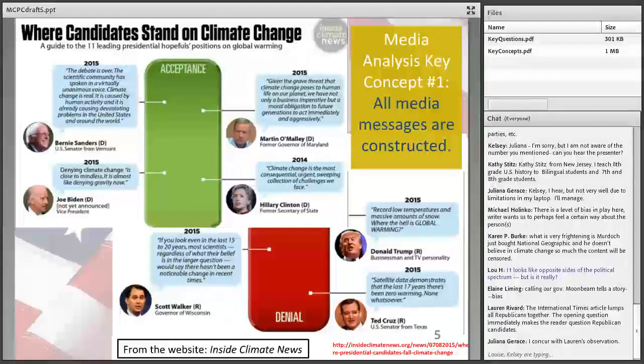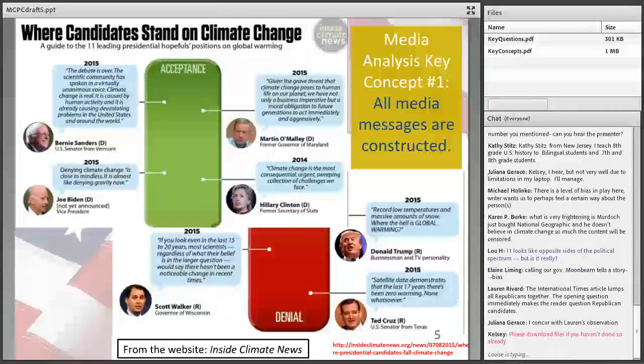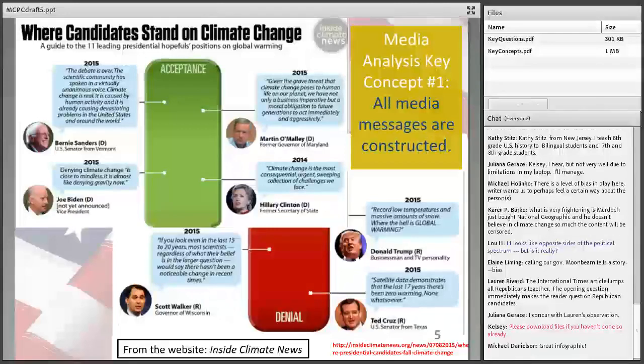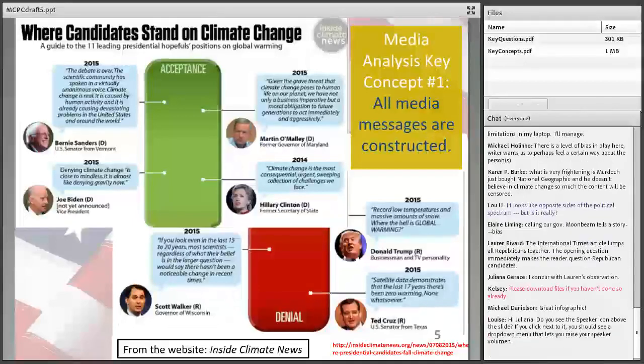So the first key concept is that all media messages are constructed. To use Karen's language, there are frames around which we view media, and frames also that are used to create media constructions. This particular document comes from the website Inside Climate News. They made international news recently because they broke an important story about Exxon's research into climate change way back in the late 1970s and early 80s, and then their failure to report their research that concluded that anthropogenic climate change was a real problem for the human race and the planet.